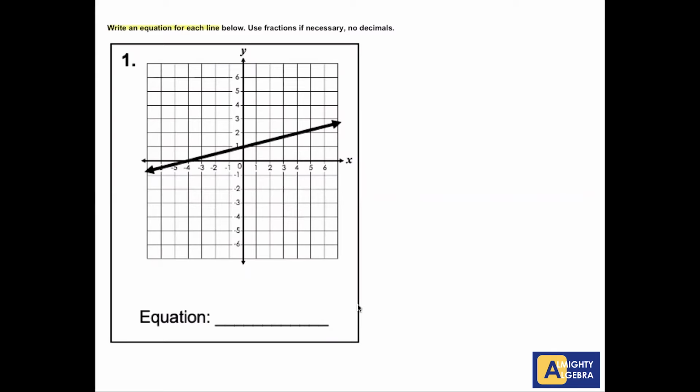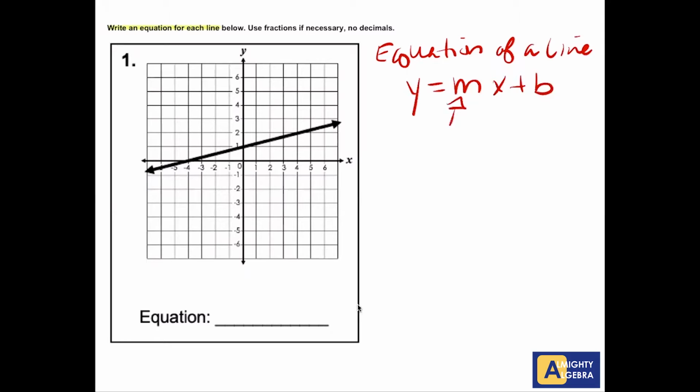So we need to know the formula for the equation of a line. And the formula for the equation of a line is y equals mx plus b, where m is the slope and b is your y-intercept. If we look at this line here, we can see clearly that the graph crosses the y-axis at (0, 1). That means my y-intercept is going to be positive 1, so plus 1.